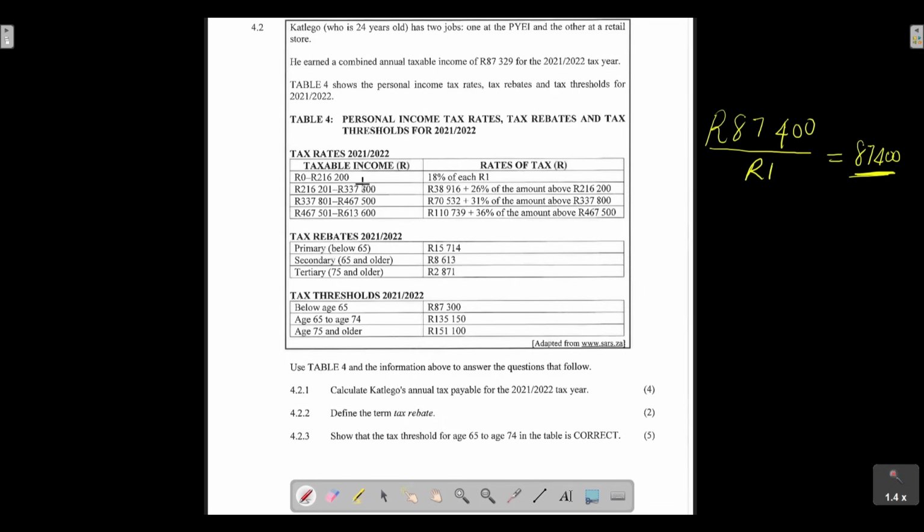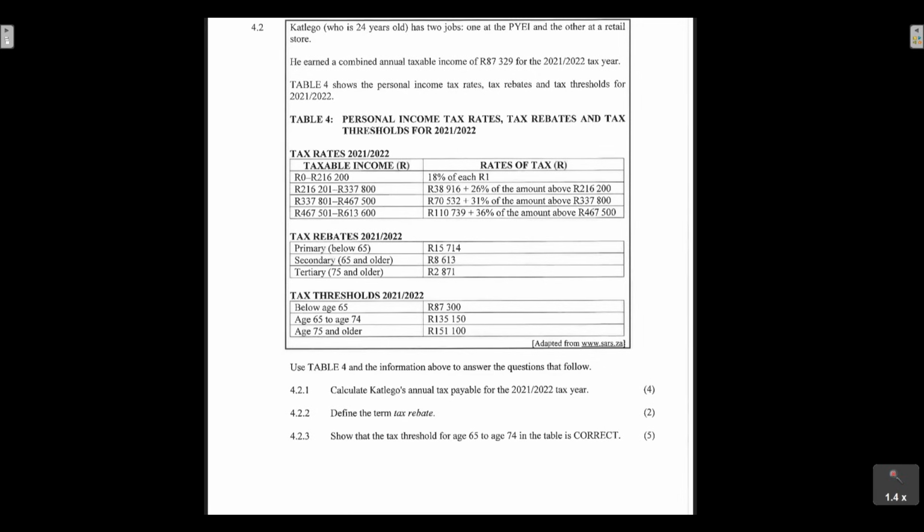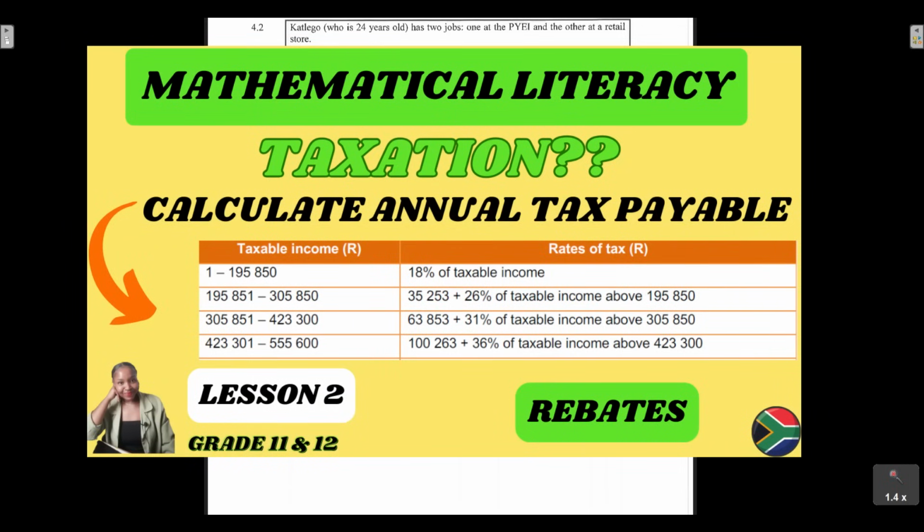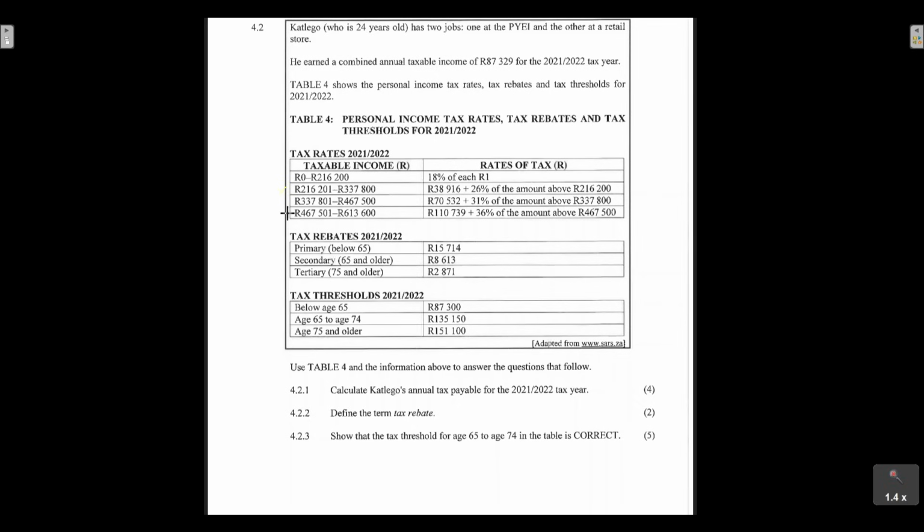So in this case, whatever amount falls into this tax bracket, you just need to multiply by 18% to get how much the annual tax payable would be. Simple as that. Don't be deterred or confused by that R1. When it comes to the second, third and fourth brackets, please make sure that you've watched my other video tutorials, because I go into the details of how to determine the annual tax payable if your annual income falls within those tax brackets. So I'm not going to discuss that.